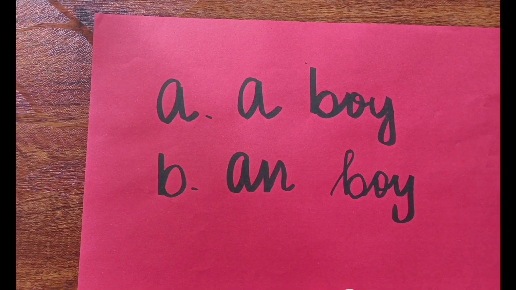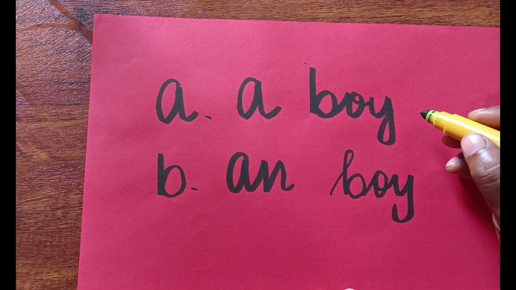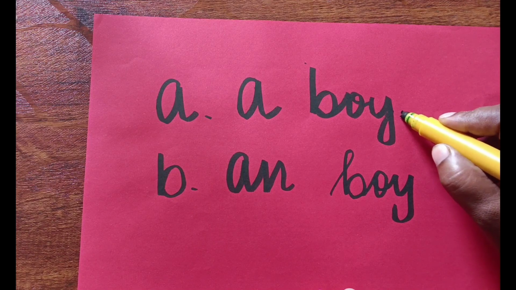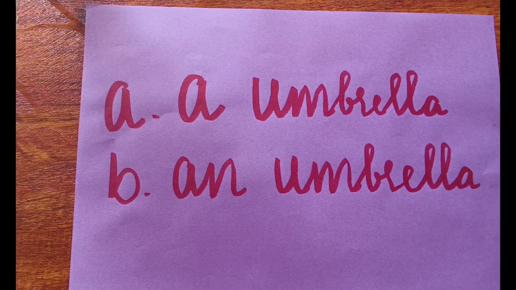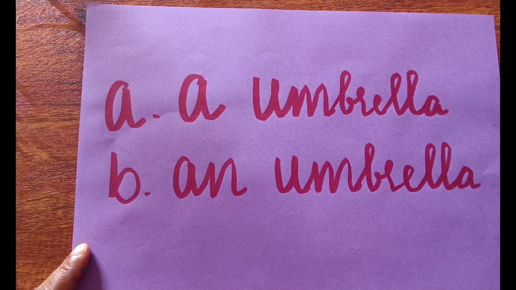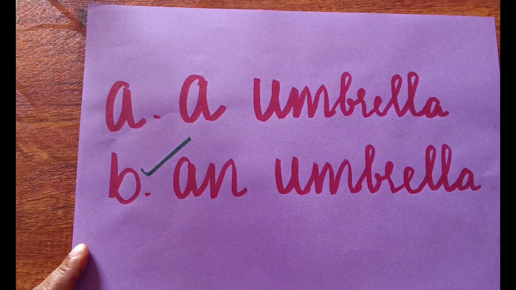Next one, A, a boy. B, an boy. Which is the right answer? A boy, because boy begins with a consonant. Next one, A, a umbrella. B, an umbrella. Which is the right answer? B, an umbrella, because umbrella begins with a vowel. So the answer is an umbrella.